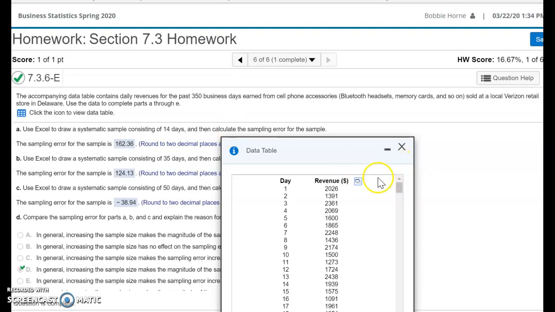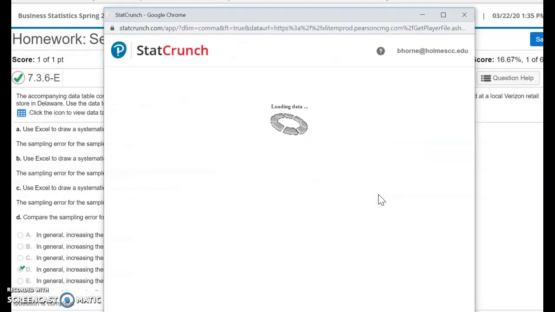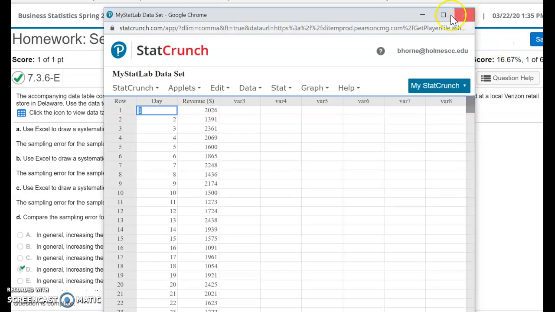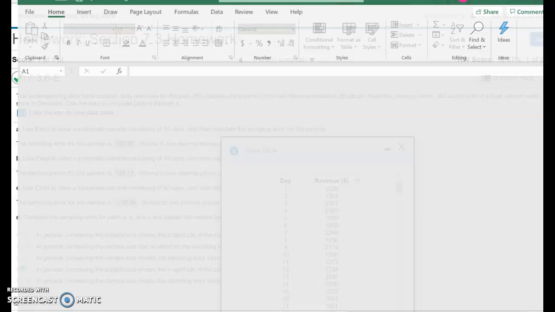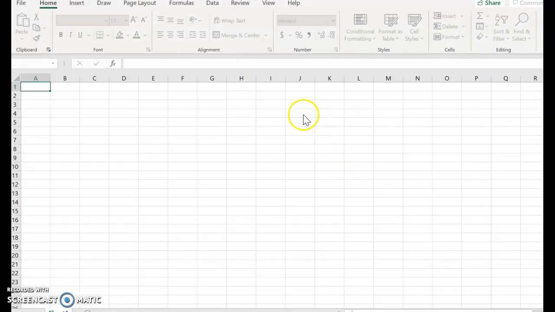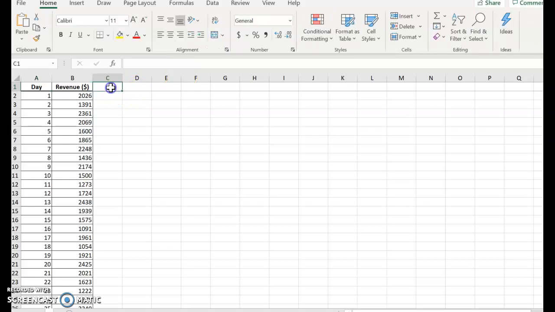So let me show you how we're going to do this in Excel. I didn't mean to open in StatCrunch. I'm just used to opening that. Let's actually use Excel. And so our sample is going to go here.